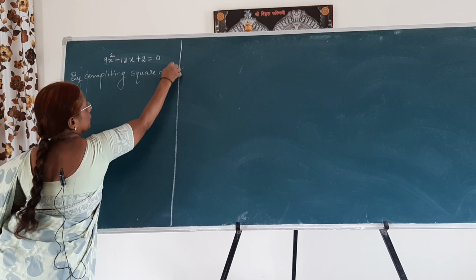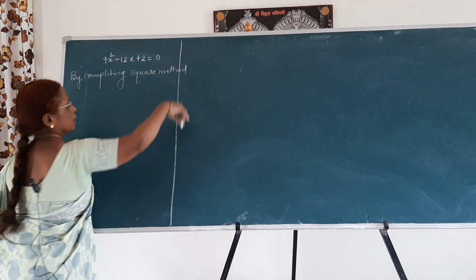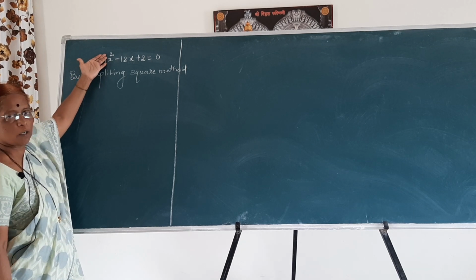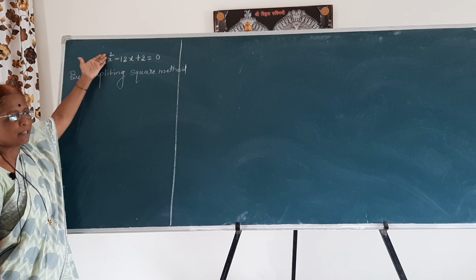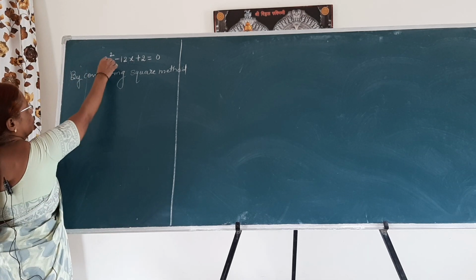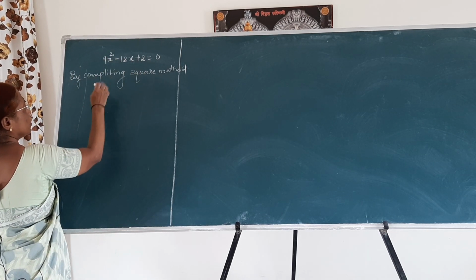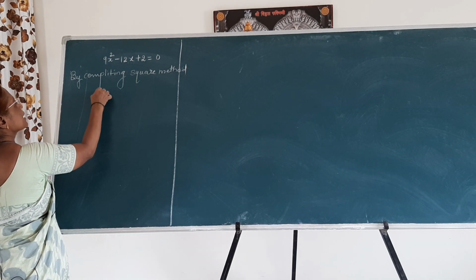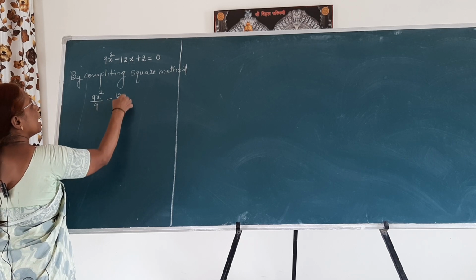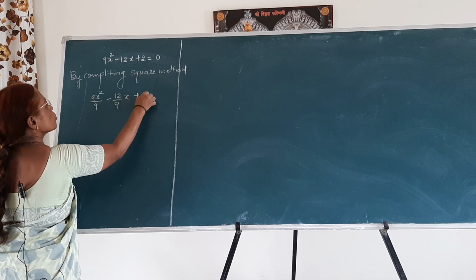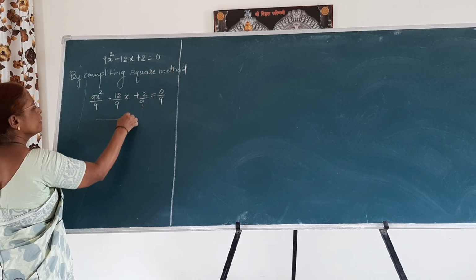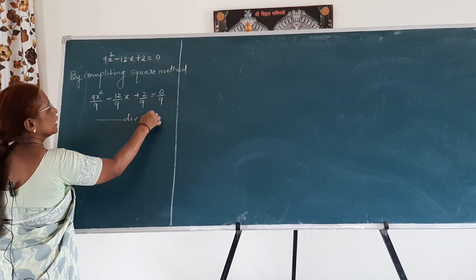Completing square method means what? First of all, we have to remove the coefficient of the square term. It's our duty to remove the coefficient of the square term. To remove means this is multiplied, so first of all we will divide it. 9x square divided by 9 minus 12 upon 9 into x plus 2 by 9 is equal to 0 by 9. Dividing by 9 on both sides.